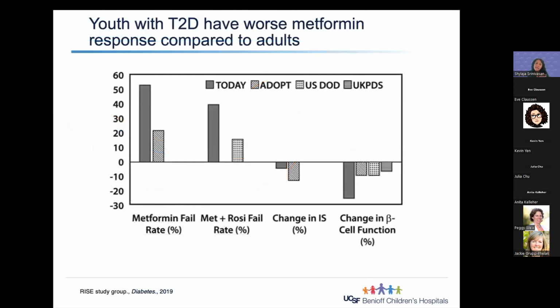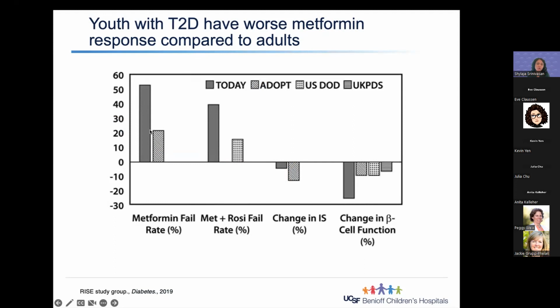And then when we compare this with adults, youth also have a worse metformin response compared to adults. So this is not a head-to-head comparison, but a figure that shows a comparison of the results from various studies. So the gray bars are the TODAY study, and then the remaining 3 bars represent different adult studies. So the ADOPT trial, this is data from the US Department of Defense, and then UKPDS, which is a classic adult type 2 diabetes study.